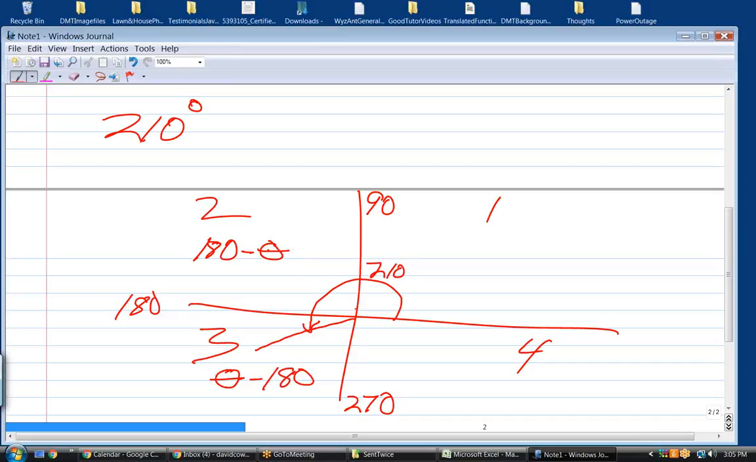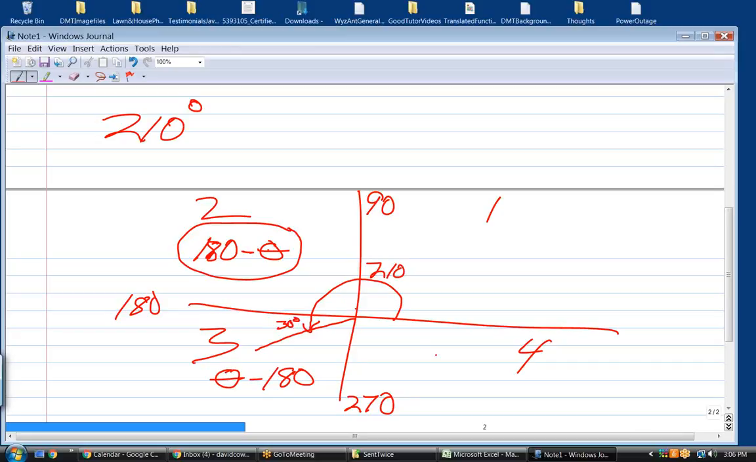These little tricks for knowing the reference angle end up becoming absolutely critical, because this is what you use for any angle greater than 90 degrees. In the first quadrant, it is theta. In the second, it is 180 minus theta. In the third, it's theta minus 180. Notice that when my angle was 210, it was 210 minus 180, and that gave me 30. That was my reference angle.